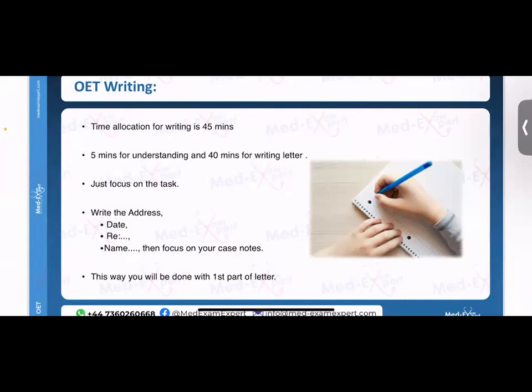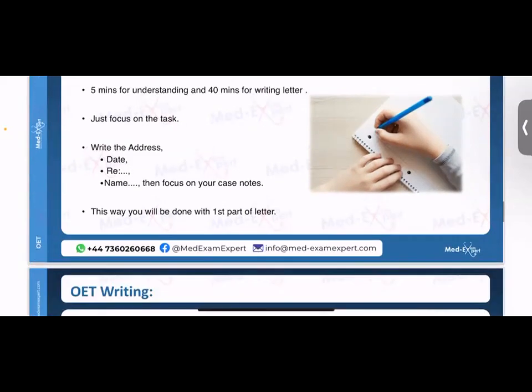So write the address, date, patient name and date of birth, and then focus on your case notes. Although you have read the case notes in those 5 minutes, now in the 40 minutes when you are starting your letter, you have to be very focused about your case notes: to whom you are writing, the patient's presenting complaint, patient-specific history. For example, if the patient is going to be referred to the surgeon, or to the physician, you have to be very particular about these things.